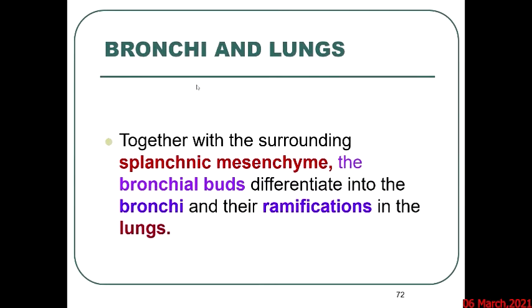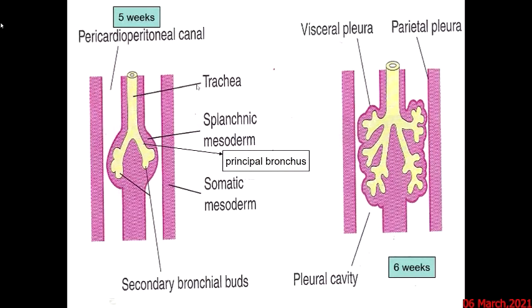Together with the surrounding splanchnic mesenchyme, the bronchial buds differentiate into bronchi and their ramifications in the lungs. Look here, all of this is splanchnic mesoderm and outside, on the wall, is somatic mesoderm. So together with the splanchnic mesoderm, the red one, they develop into the bronchial buds and their ramifications. Ramification means one becomes two, two become three: one will grow into two, two into four, four into eight, like this. So these are the ramifications.